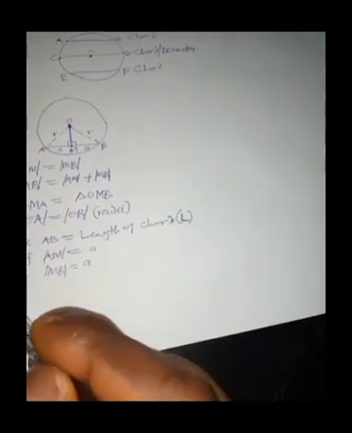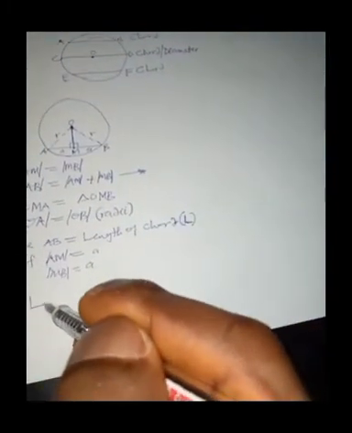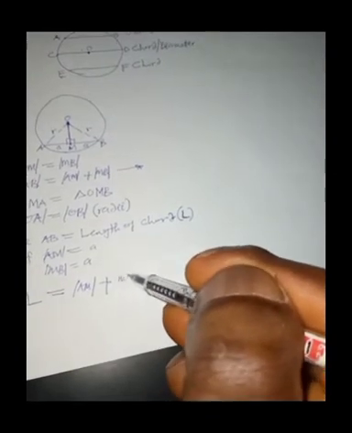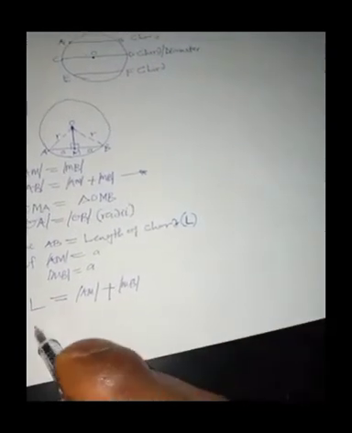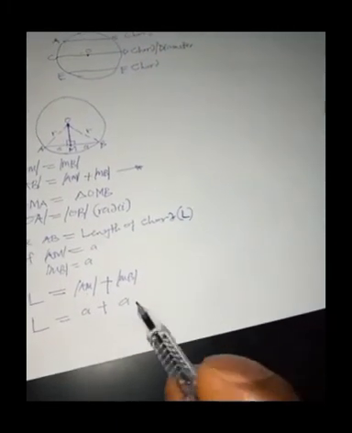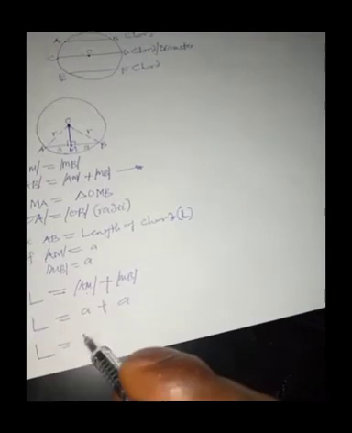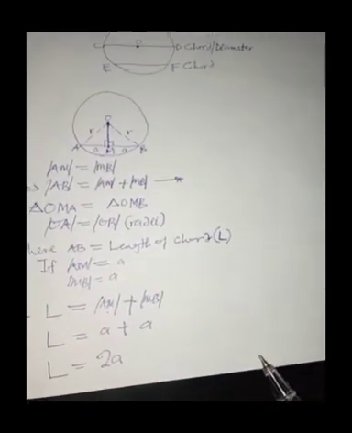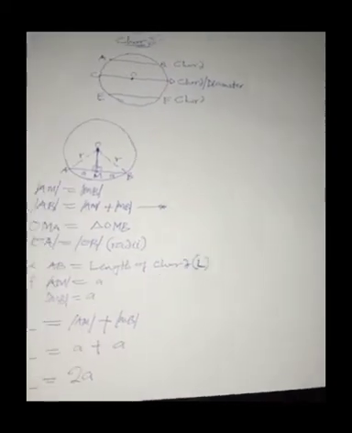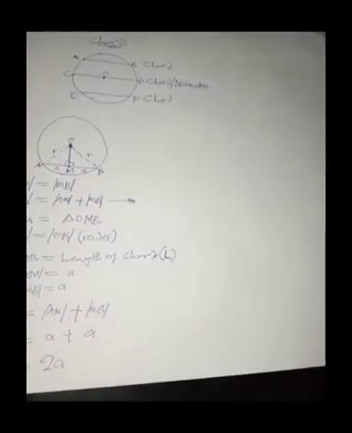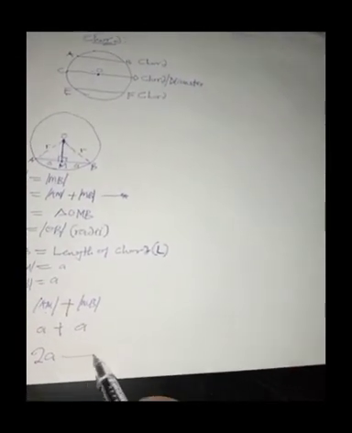So therefore, from this equation, we can say that the length of chord is equal to AM plus MB, which means, let's put our a, this is small letter a plus a. So our length of chord is equal to 2a. So if you know any value of a and we substitute the value, from there we can calculate our length of chord. So let's call this one equation 1.